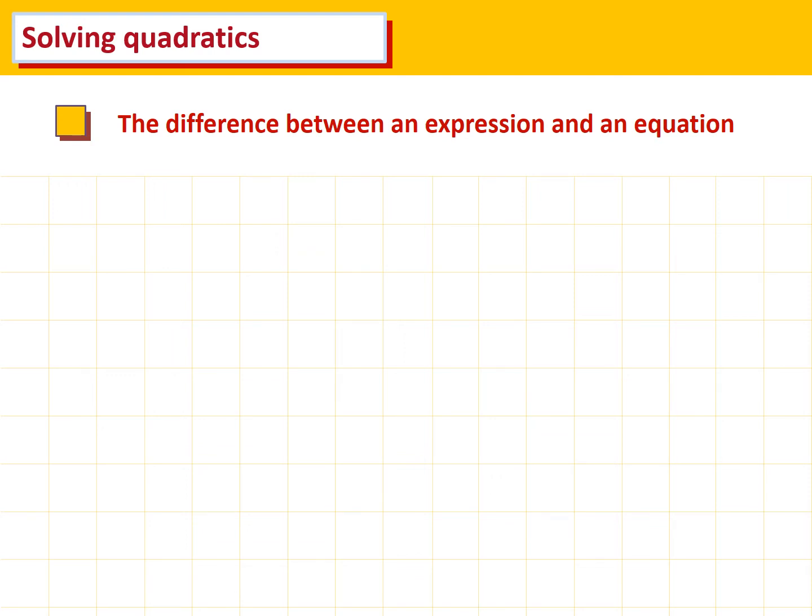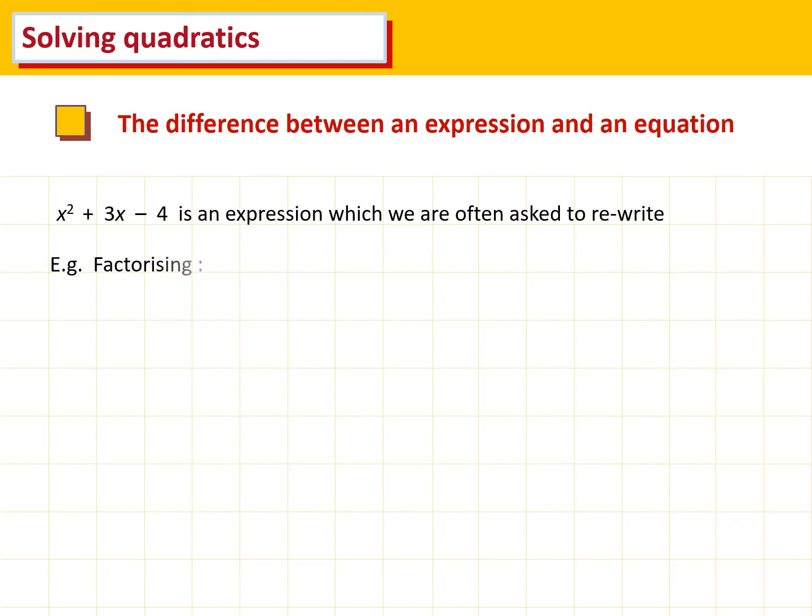Really important we understand the difference between an expression and an equation. x squared plus 3x subtract 4 is an expression. There is no equal sign, so it's not an equation. And often we are asked to rewrite expressions in a different form.